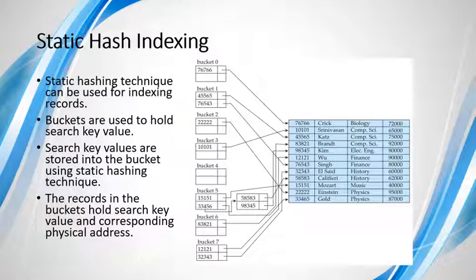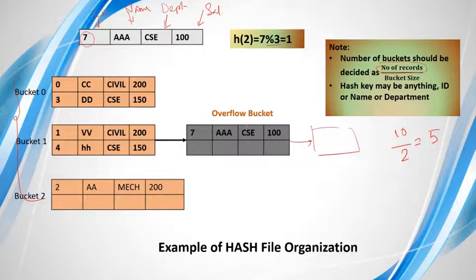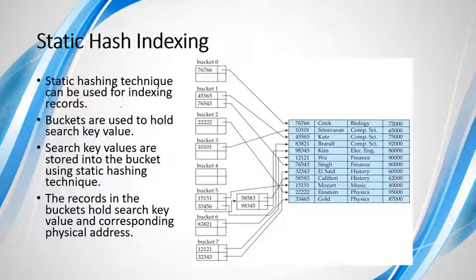Having this idea of static hashing, we can create static hash indexing. Going back to the example, in this case we kept the records inside the buckets. In case of indexing, we don't need to keep the record in the bucket. What we do here is keep the search id value in the buckets, and the other entry will contain the actual physical address of the record.